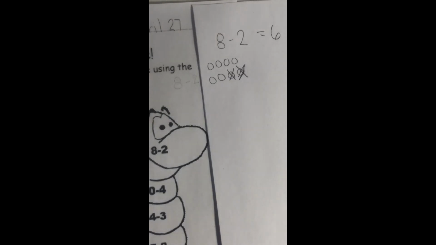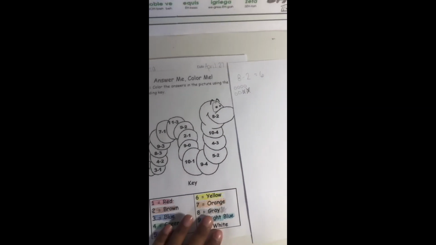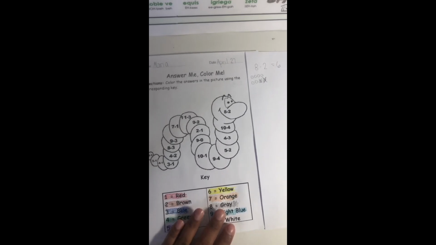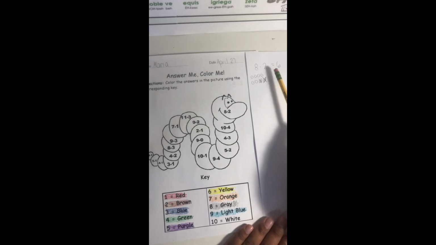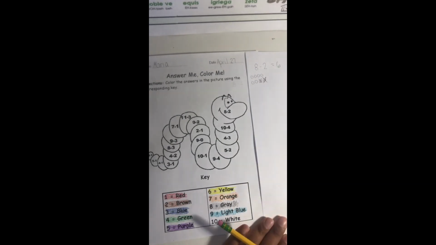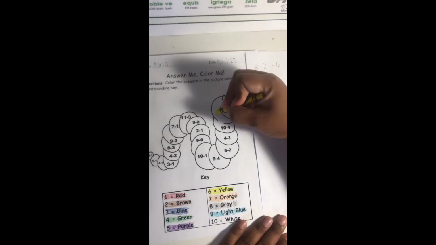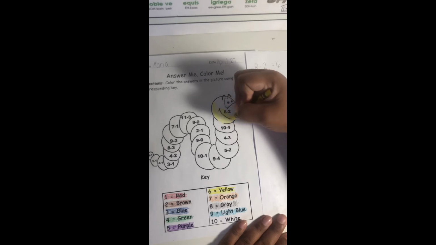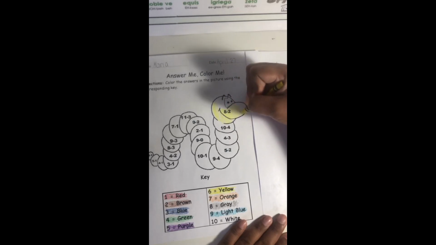So here in my paper, what would be the color I would use first? 8 minus 2 equals 6. What color is our number 6? Yellow. So we're going to go ahead and color it yellow. The first part of the worm, we're going to color it yellow.